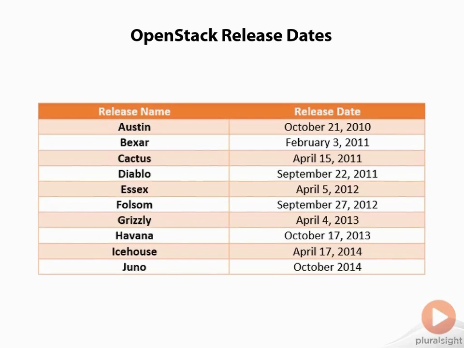The most recent release, which is most widely used at this point, is Havana. At the point of the release of this course, Icehouse has just come out, and we're heading into the next release in October of 2014, which is going to be Juno.